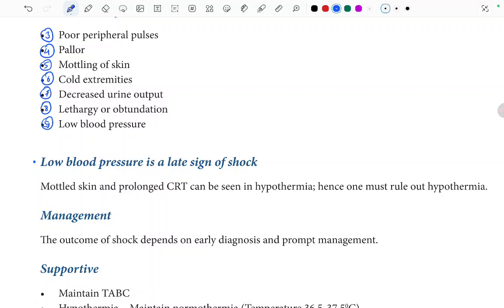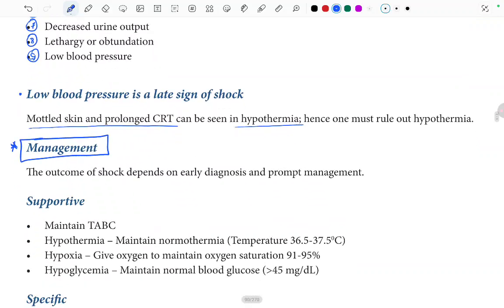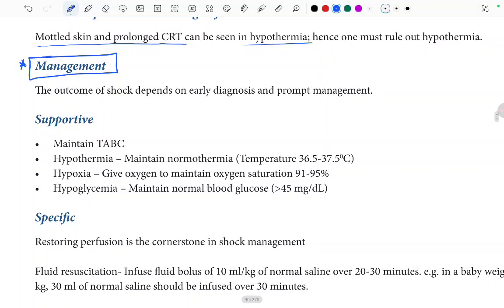Mottled skin and prolonged CRT can be seen in hypothermia, hence one must rule out hypothermia also. Now coming to the management. The outcome of shock depends on early diagnosis and prompt management. Firstly, we have to do supportive management, that is to maintain the temperature, airway, breathing, circulation.